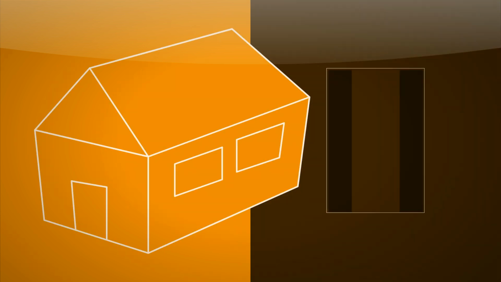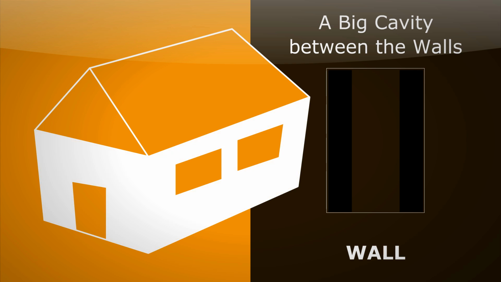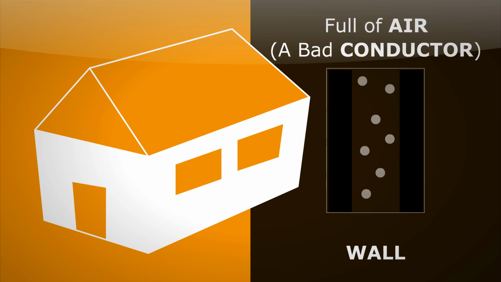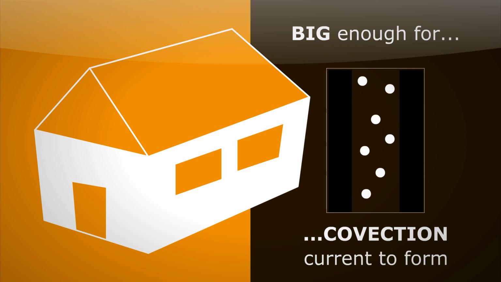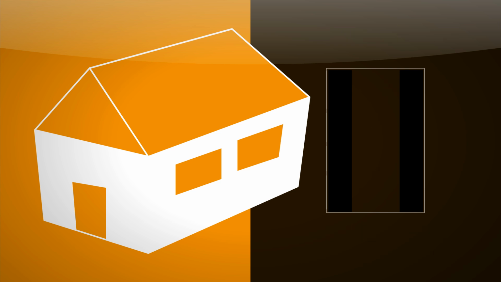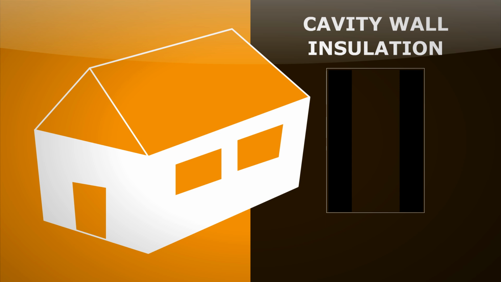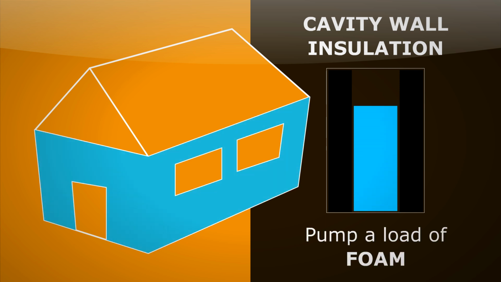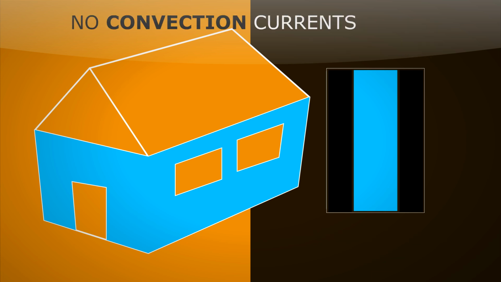Well, there's actually a big cavity between your walls. So the outer walls of your house have two layers of bricks with a big cavity in the middle. Now that's good because it's full of air, which is a bad conductor, but at the moment it's big enough for convection currents to form. So what you can do is get cavity wall insulation. Essentially they pump a load of foam in with lots of tiny air pockets, so no convection currents and really bad at conducting.